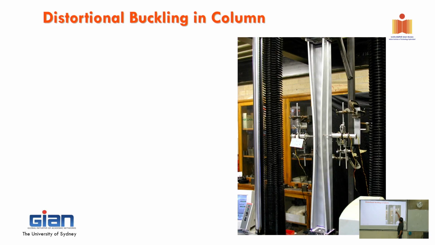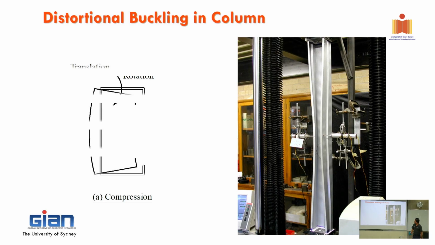This is called distortional buckling. And that's what happened. You see that? The junction line between the lip and the flange just goes in. And sometimes it goes out. It doesn't matter. When it buckles, it can go in or out. They have the same critical load. So this is called distortional buckling. That's the definition from Professor Hancock.